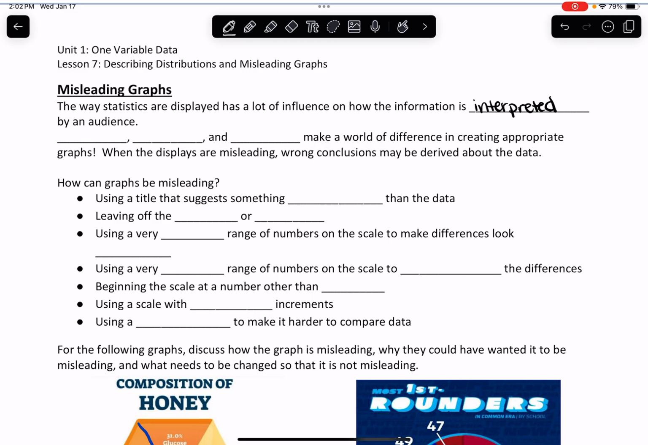So labels, scales, titles all make a huge difference when we're creating our graphs. When displays are misleading, wrong conclusions can be derived about the data. And so, different ways graphs could be misleading. They might use a title that suggests something different than the data. They might leave off labels or scale.